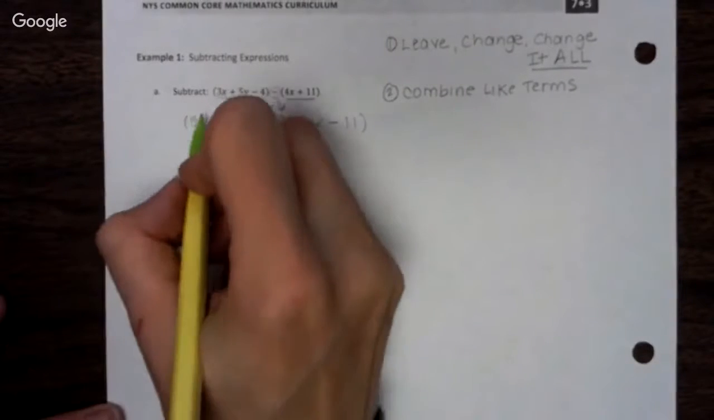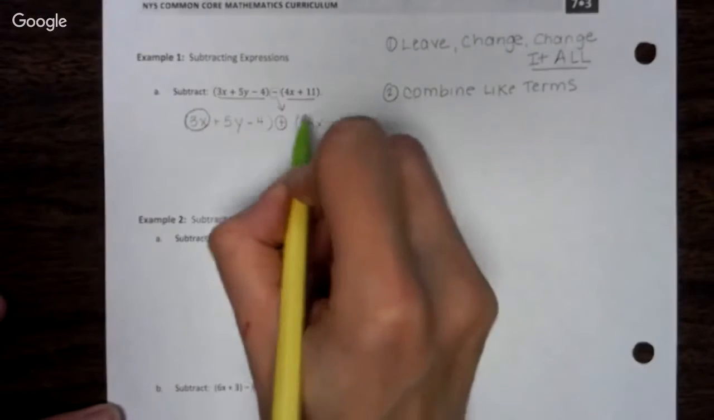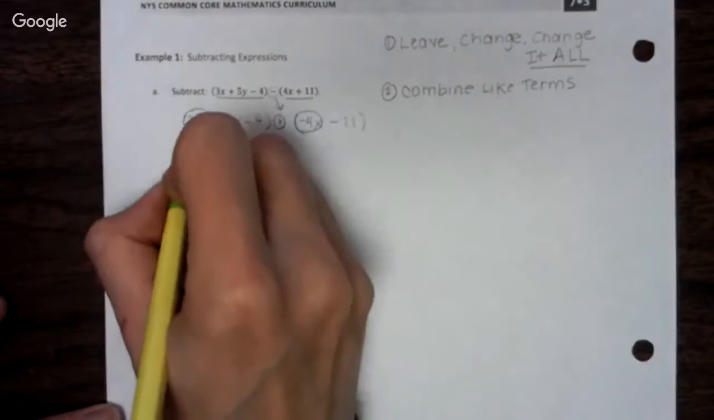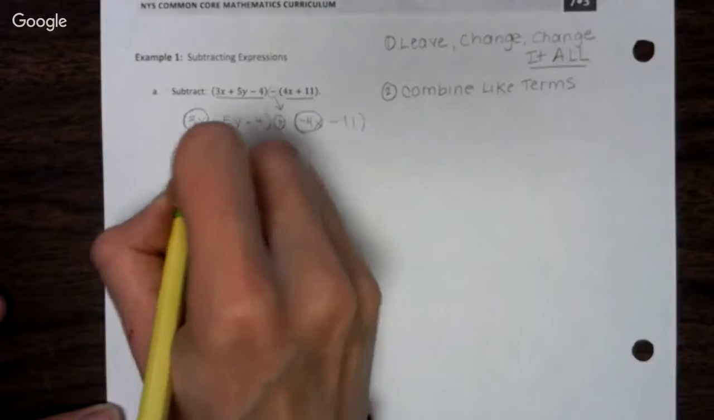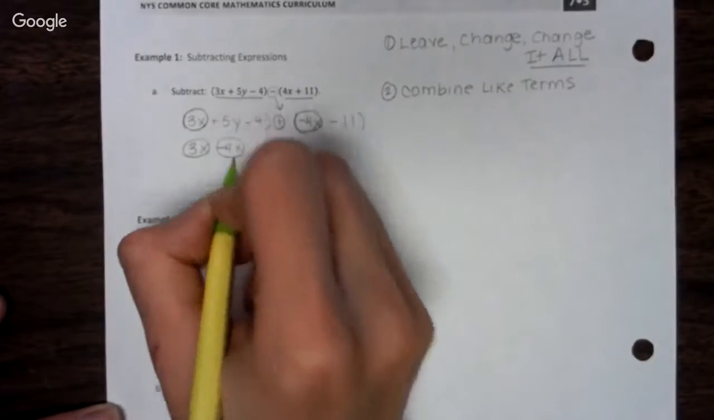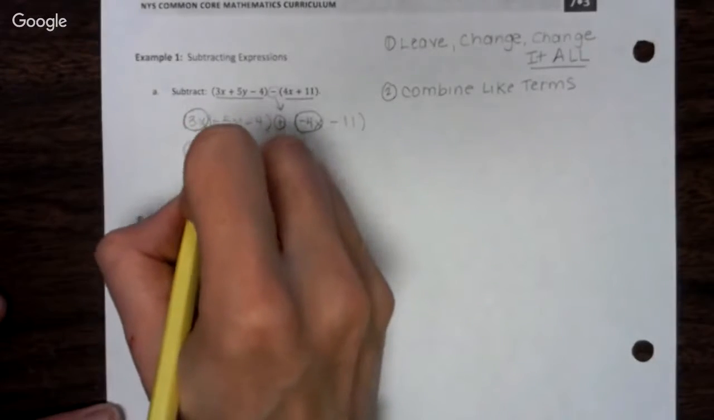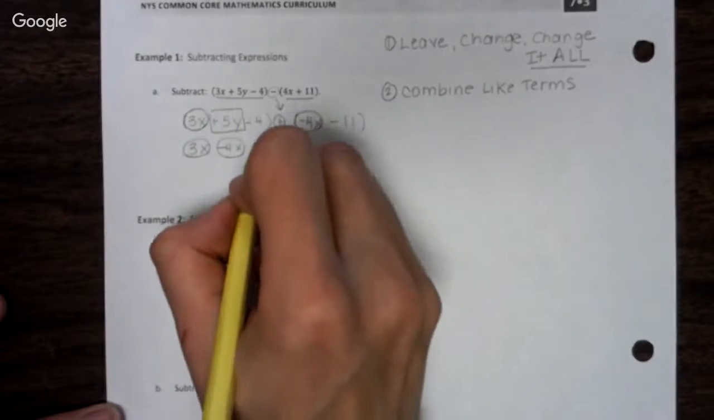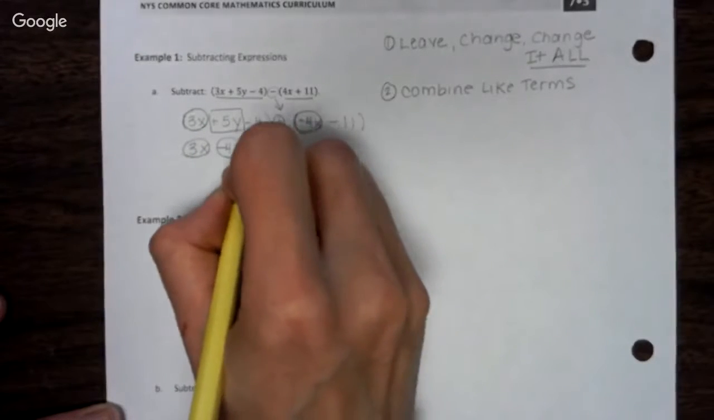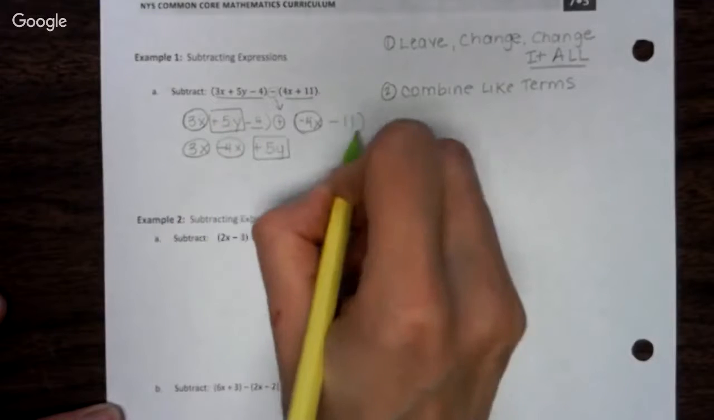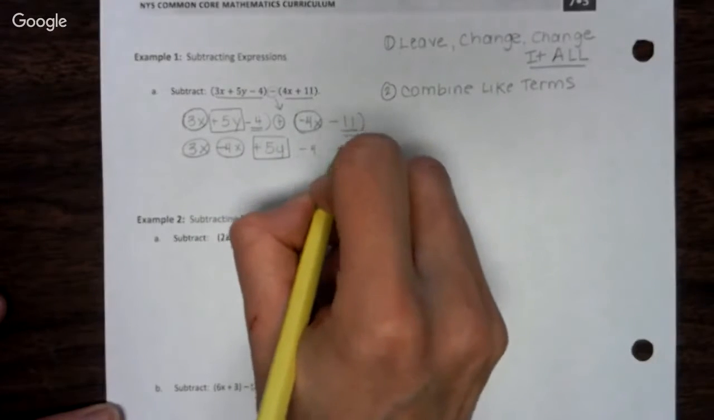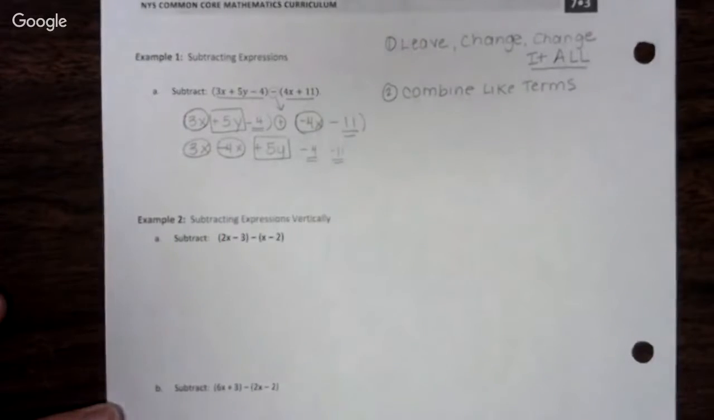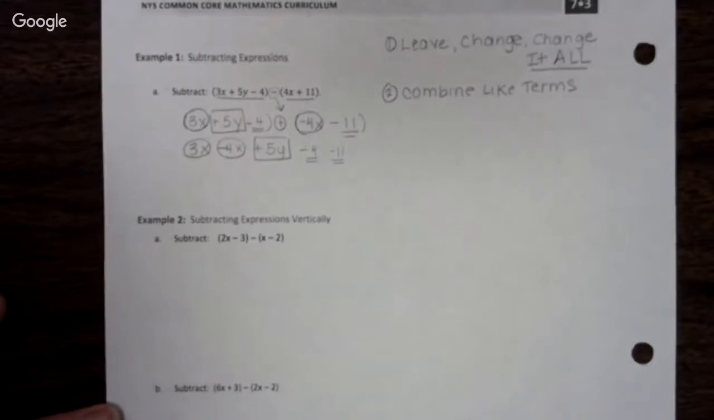All right, so now we're going to do circles and squares. So we're going to circle 3x and -4x. So 3x and -4x go next to each other in our circles. We're going to put a box around 5y. That's the only y value, so that's my only box. I'm going to underline -4 and -11. You can underline, you can use triangles, it doesn't matter to me.